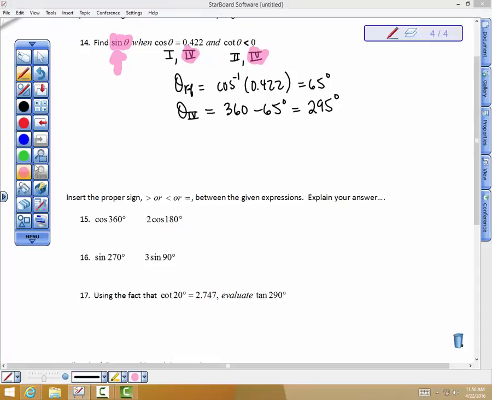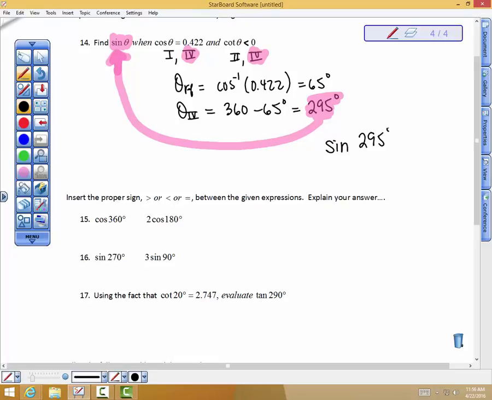I'm not done now. In this problem, I want to take that angle and I want to find the sine of it. That's what they asked me to find. So find the sine of 295 degrees. And the sine of 295 is equal to a negative 0.906. Finally, I have completed. We'll come back to finish up these last few tidbits in the next video.